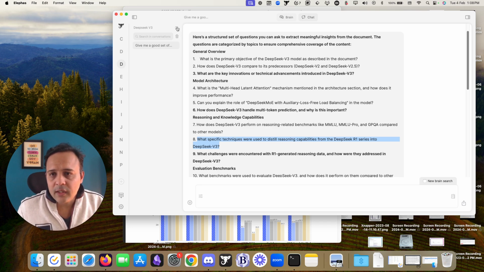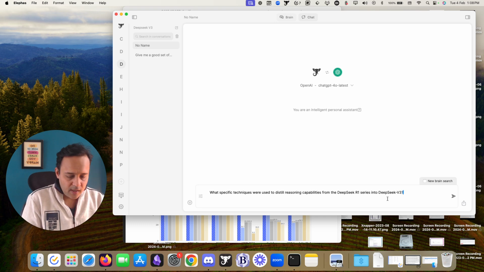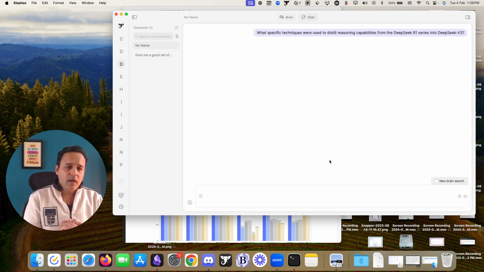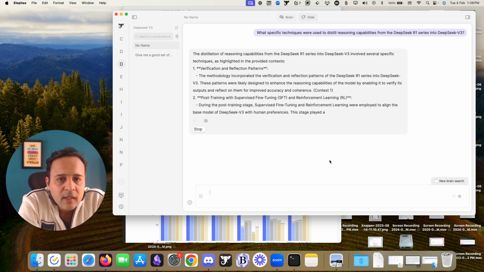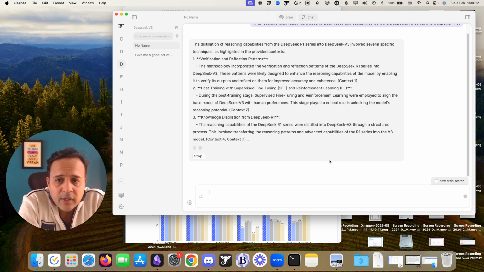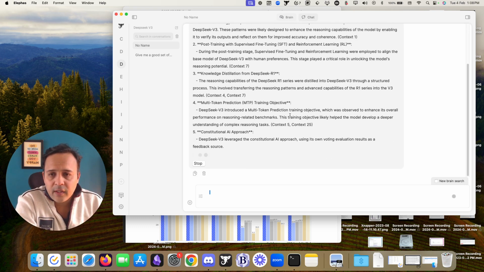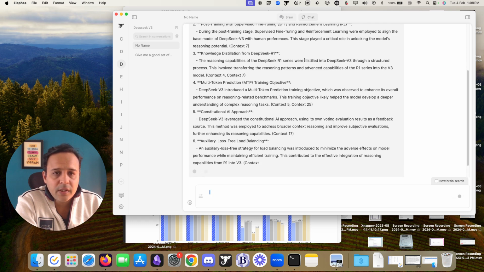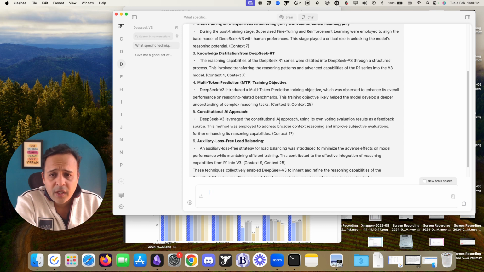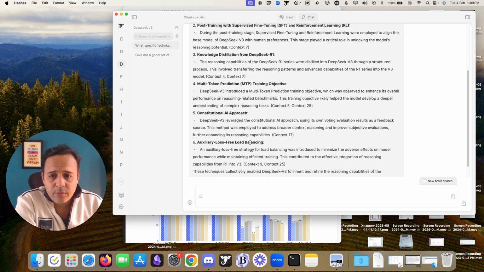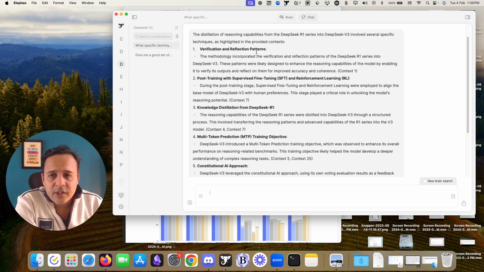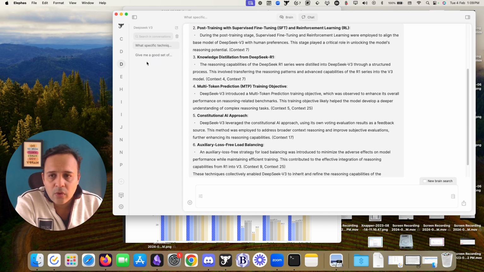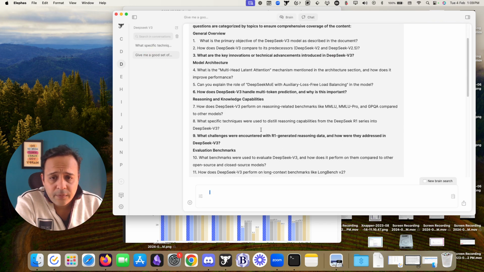This is good. So I'll just start a new chat over here and ask it this. Now this conversation has started. This will go through the document, and okay, this is saying reflect patterns of DeepSeek R1, interesting. Post training, supervised fine tuning data. The reasoning capability of DeepSeek R1 was distilled into V3 through a structured process. Multi-token prediction, constitutional AI approach, auxiliary loss-free load balancing. Interesting. Verification reflection patterns. Very cool. Let's try another question from here.